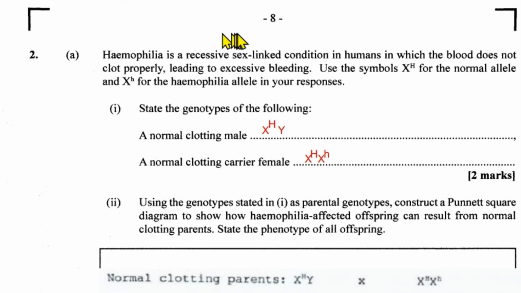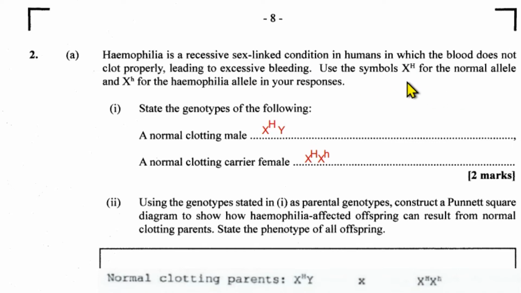Hemophilia is a recessive sex-linked condition in humans in which the blood does not clot properly. This leads to excessive bleeding. Use the symbols X^H for the normal allele and X^h for the hemophilia allele in your responses. Just to briefly go through this here, if you have a capital letter, that means that allele is dominant to whichever one is the lowercase letter. So that means that the normal allele is dominant to the hemophilia allele.